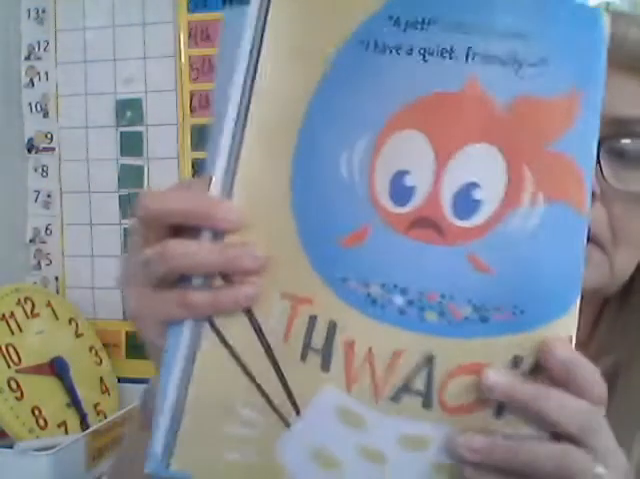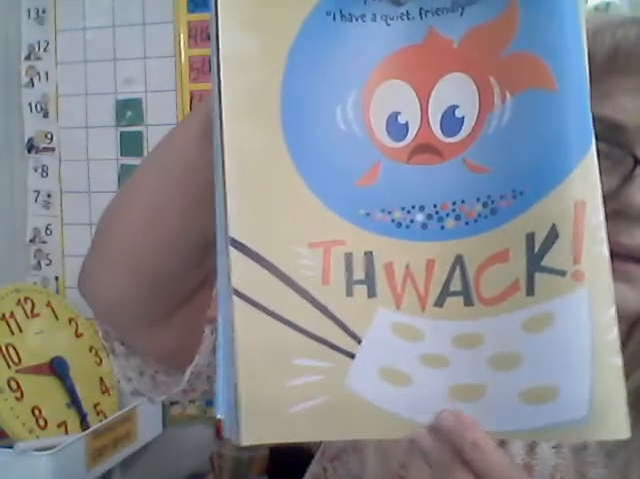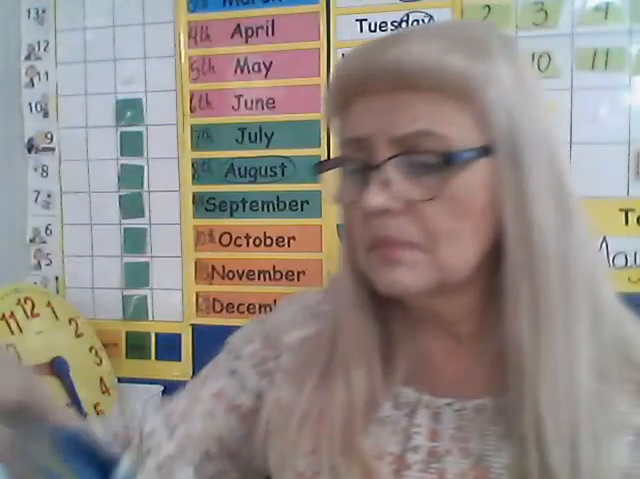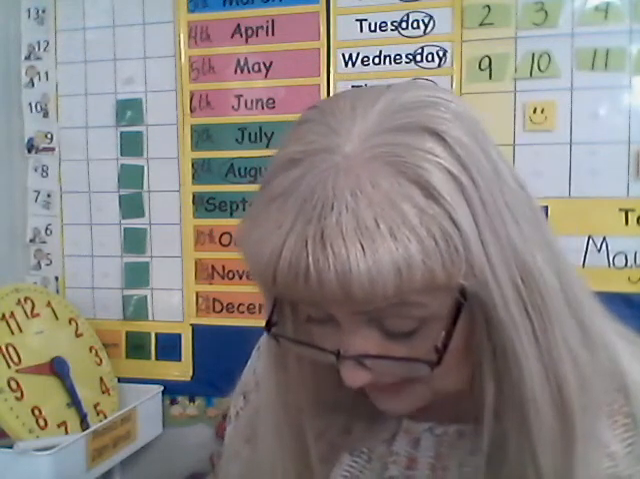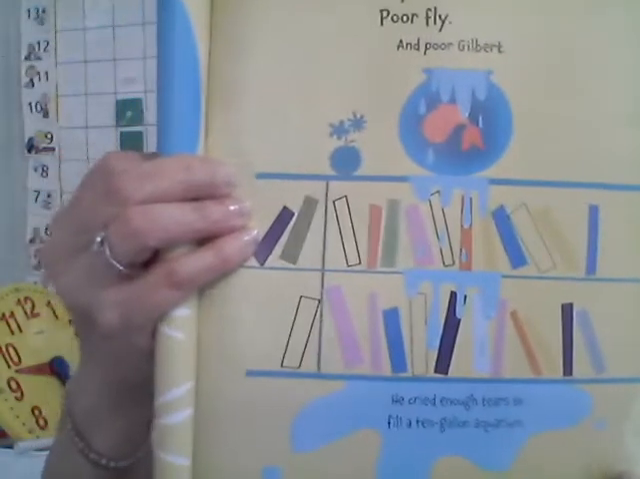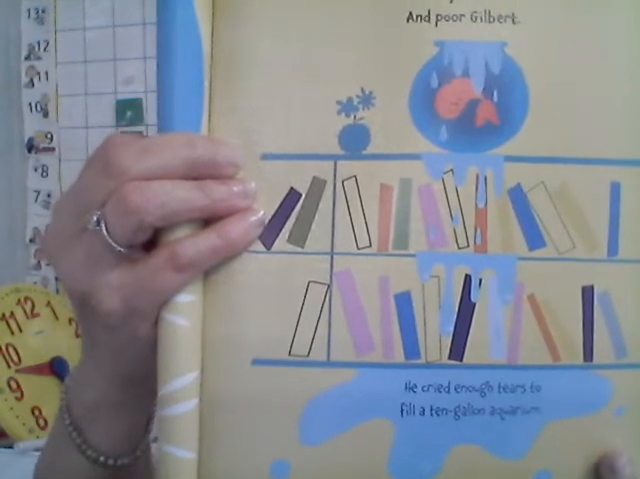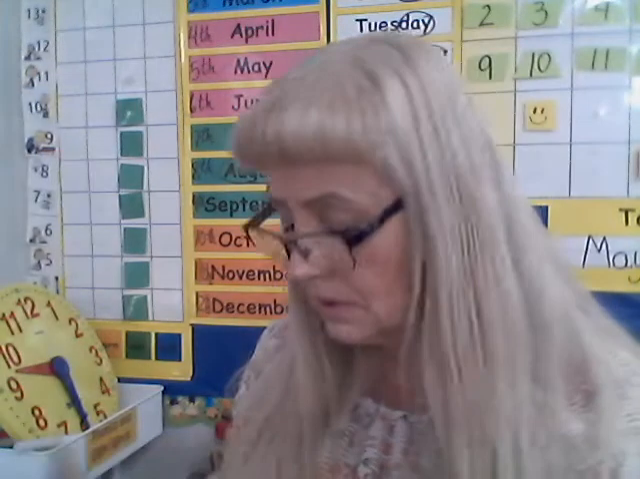Oh, look what happened. The fly swatter got the fly. Oh no. Oh my, poor fly. And poor Gilbert. He cried enough tears to fill a 10-gallon aquarium. Oh no, look at poor Gilbert just crying and crying. Look at all that water. Oh no.